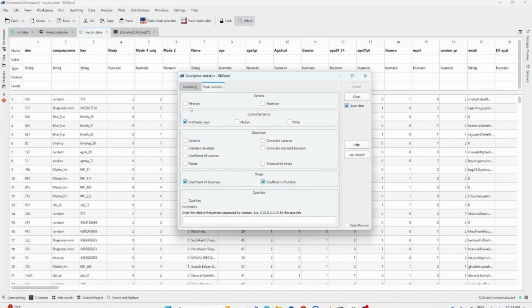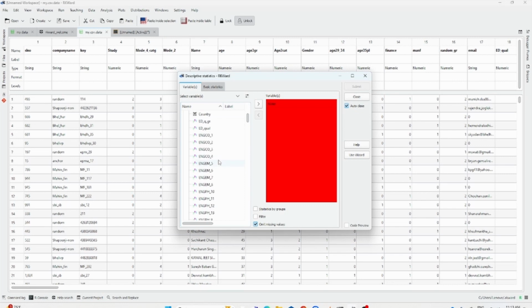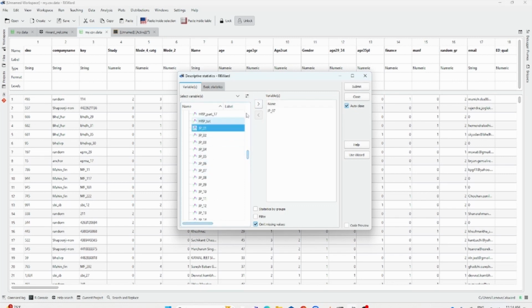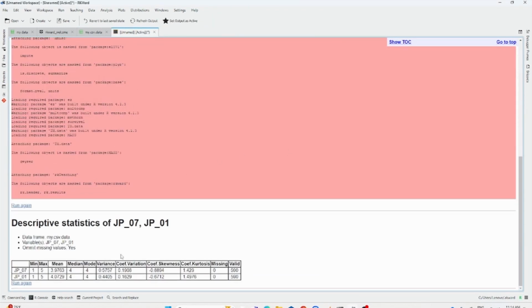Arithmetic mean, median, mode, max, you can read. Variance, coefficient of variance also, and the variable we are interested in. Suppose we are interested in 2 variables and we submit it. Now, as you can see here, the coefficient of skewness is negative and the coefficient of kurtosis is positive.